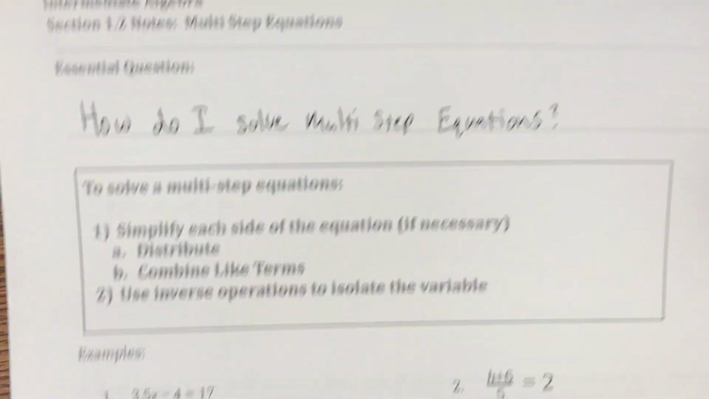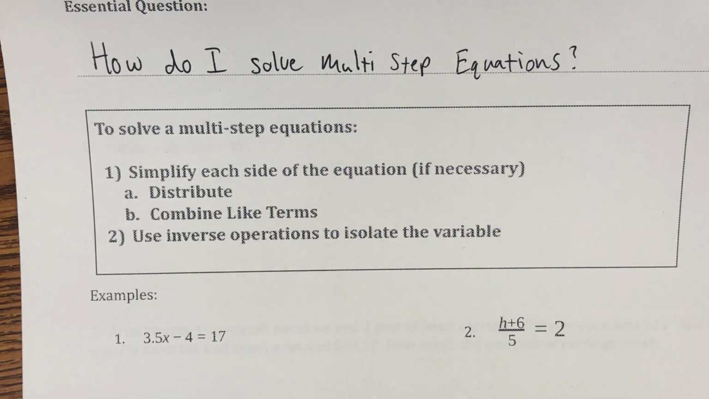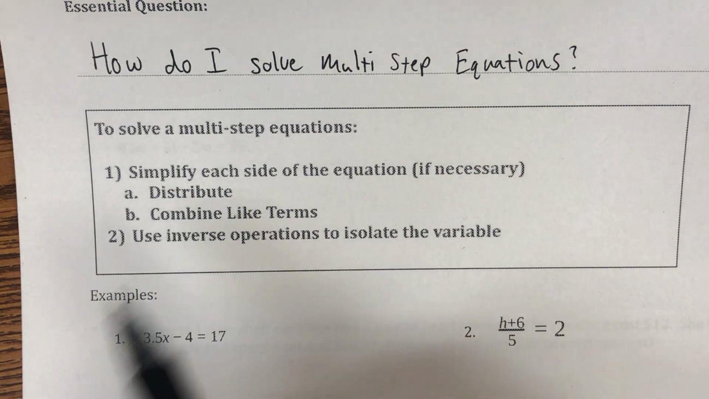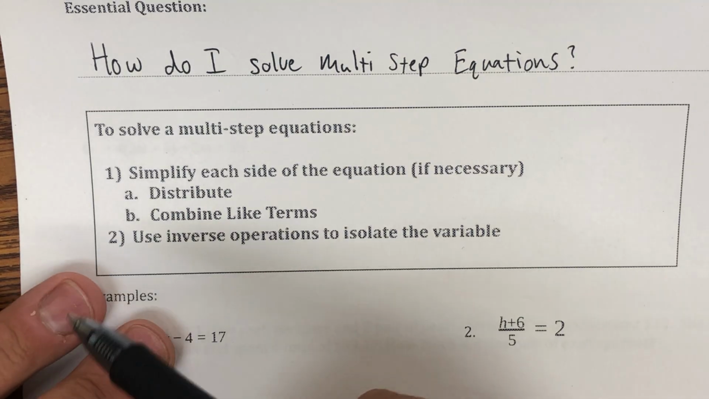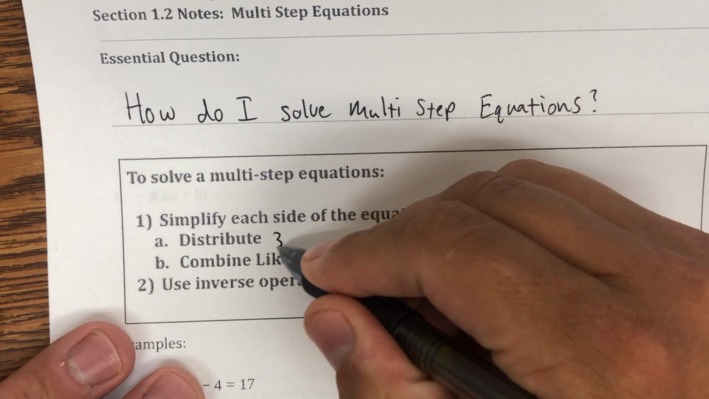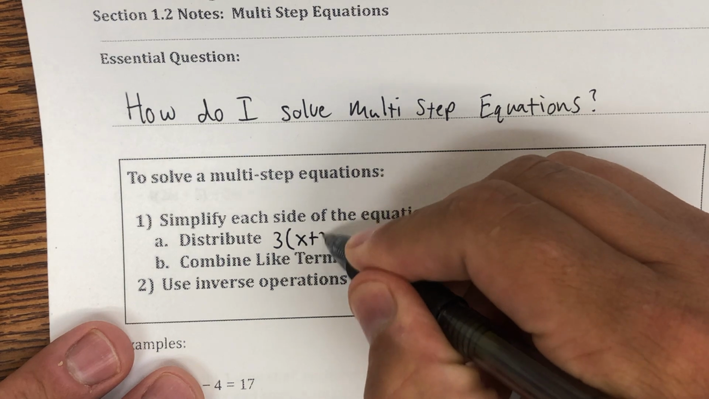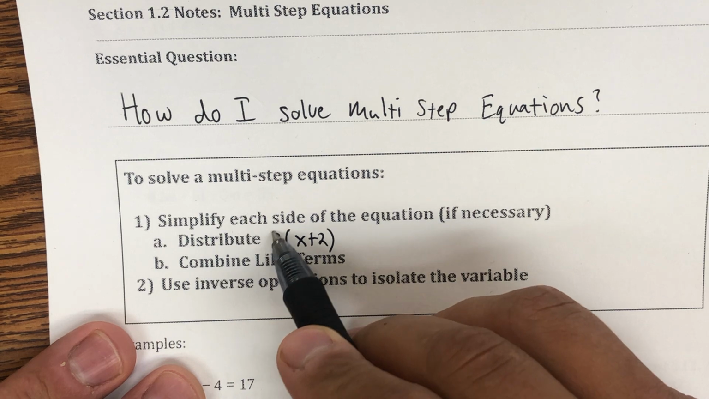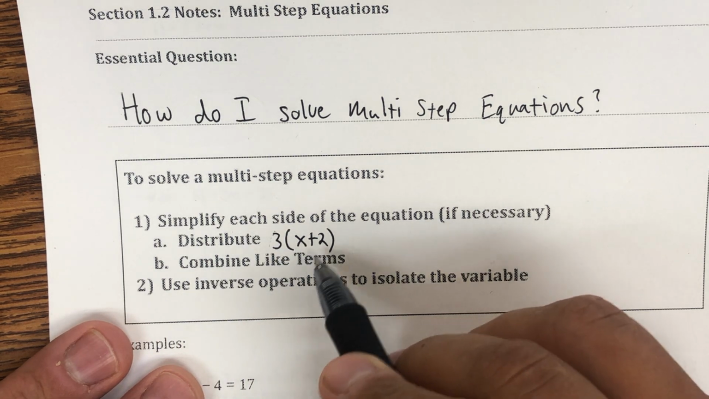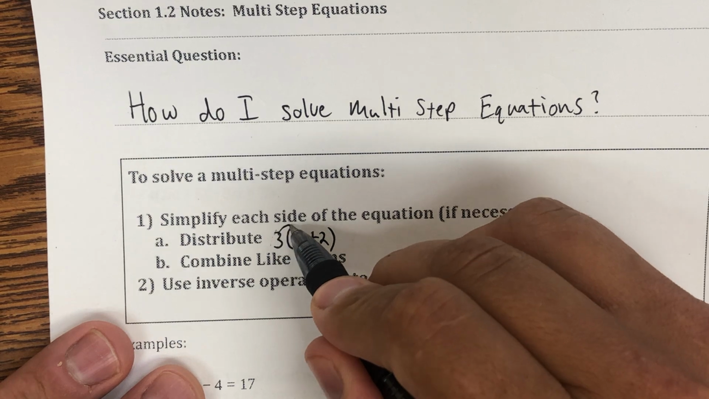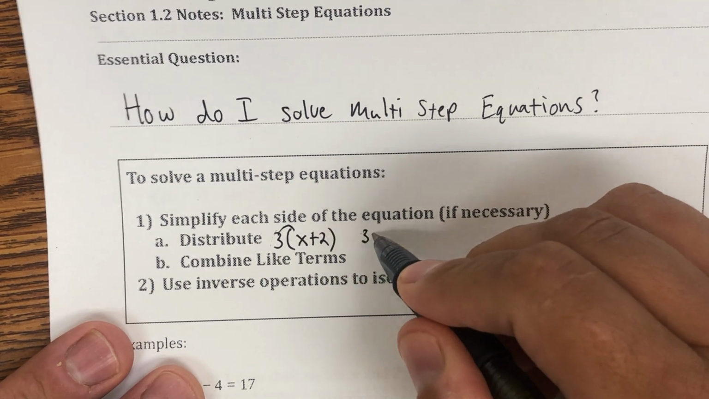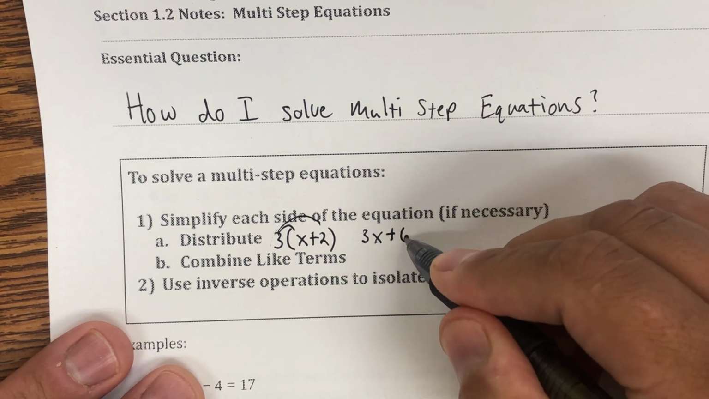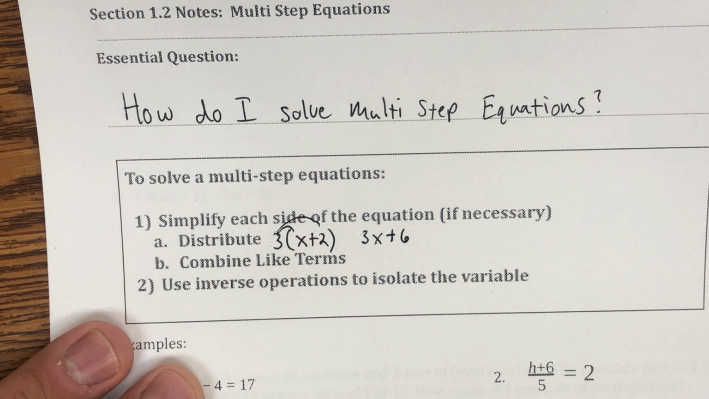With the multi-step ones, there is a little bit of a procedure that we want to follow though. So the steps to do it are first to simplify each side of the equation if necessary. The first example of distributing would be if you see a set of parentheses. So it would look something like this, 3 times (x plus 2). The parentheses indicate I have to distribute. When we distribute, we multiply what's outside the parentheses to all of the terms inside the parentheses. So I would take 3 times x, which is 3x, and then 3 times 2, which is plus 6. So if I see parentheses, I'm going to have to distribute.